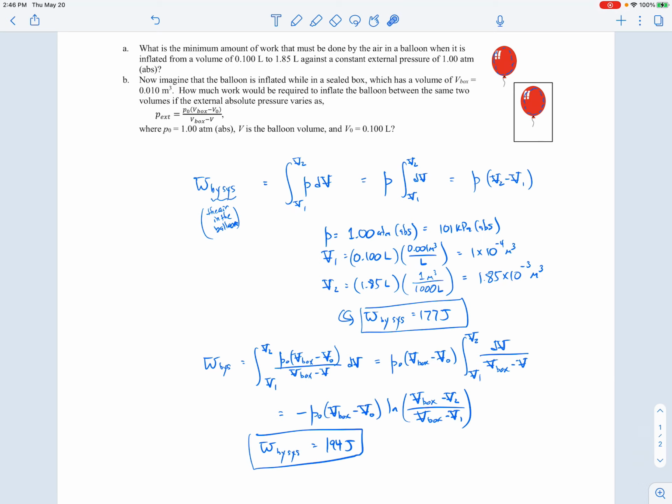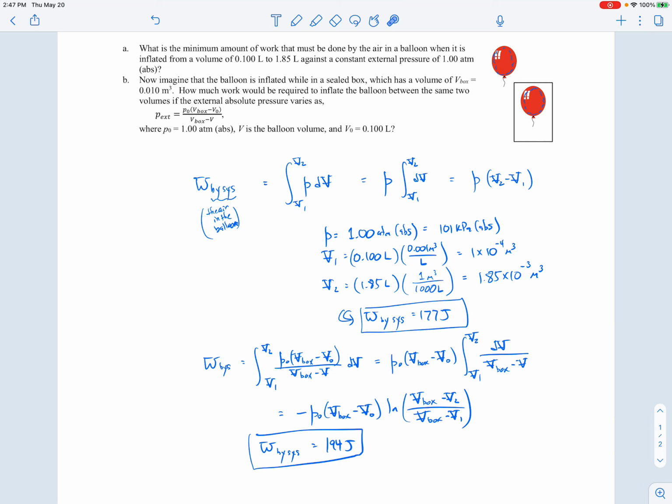And the reason for that is because as the balloon expands, the pressure in the box goes up, right? You can see that here as V, that's the volume of the balloon, gets bigger, this denominator gets a little bit smaller, which makes the pressure a little bit larger. The volume of the balloon will never be bigger than the volume of the box, so V is always less than V box. But the pressure gets larger, and so there's more work that needs to be done for the balloon to expand a little bit further because the exterior pressure is increasing. And so that's why we have larger work here.